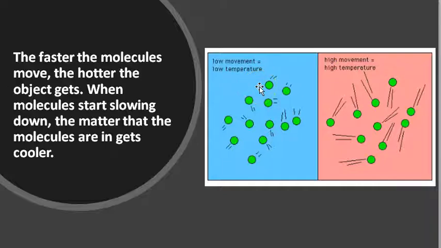Clear? In simple words, heat is a form of energy and it is produced when molecules start moving. The faster the molecules move, the hotter the object gets. And when molecules start slowing down, the matter that the molecules are in gets cooler. Examples are here, you can see in this picture as well. So the question, how is heat produced? Heat is produced when molecules start moving.